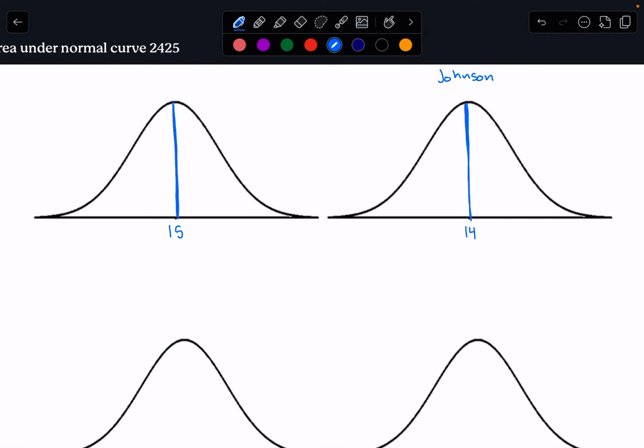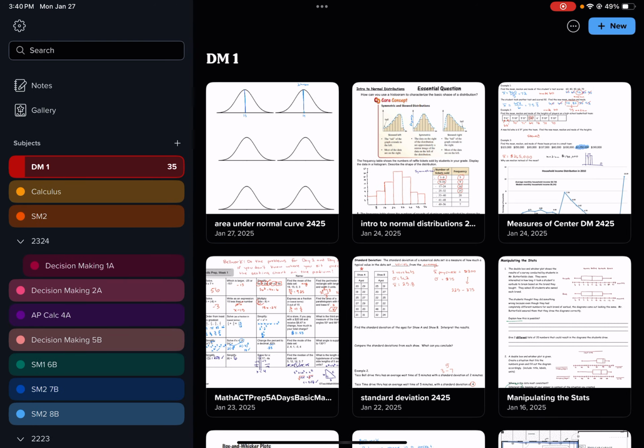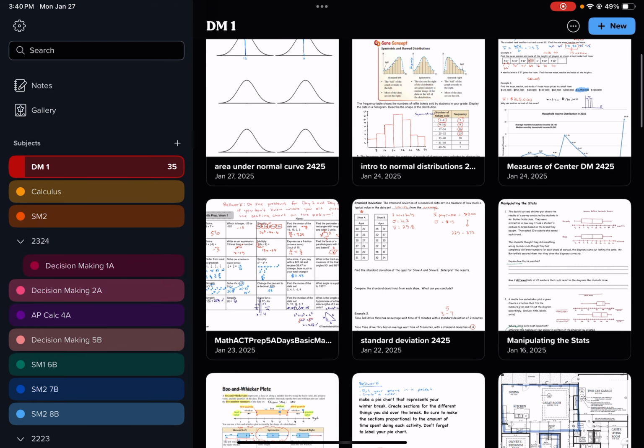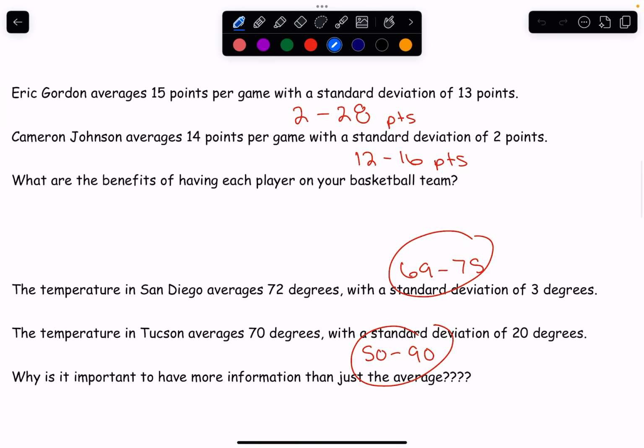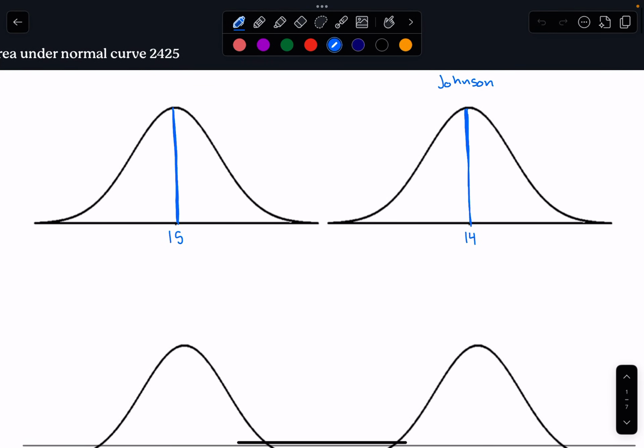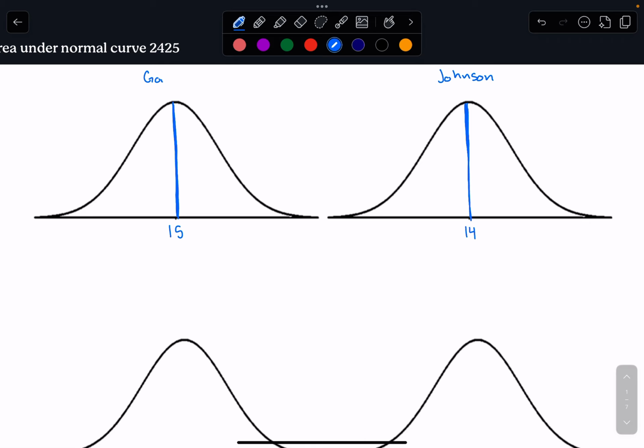So it's going to bug me. Why can't I remember our other player's name? Let's find it. It's under standard deviation. We talked about it. Eric Gordon, that's who we were talking about. So this is Gordon's chart.